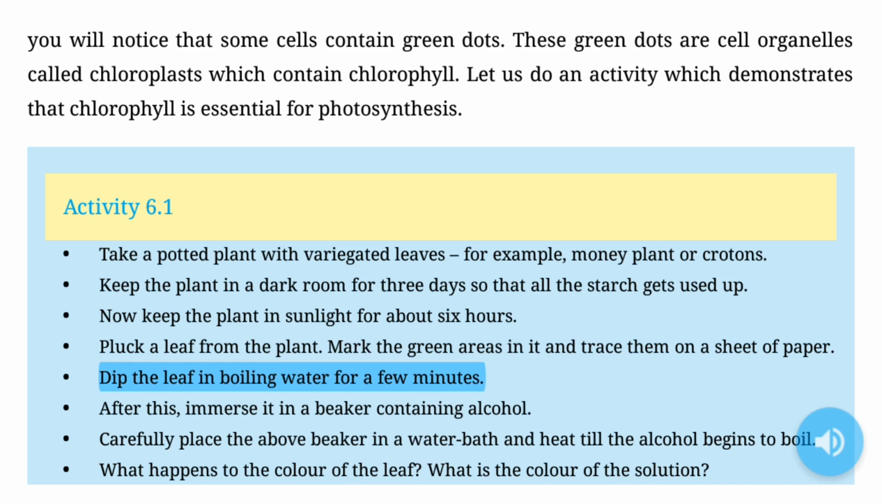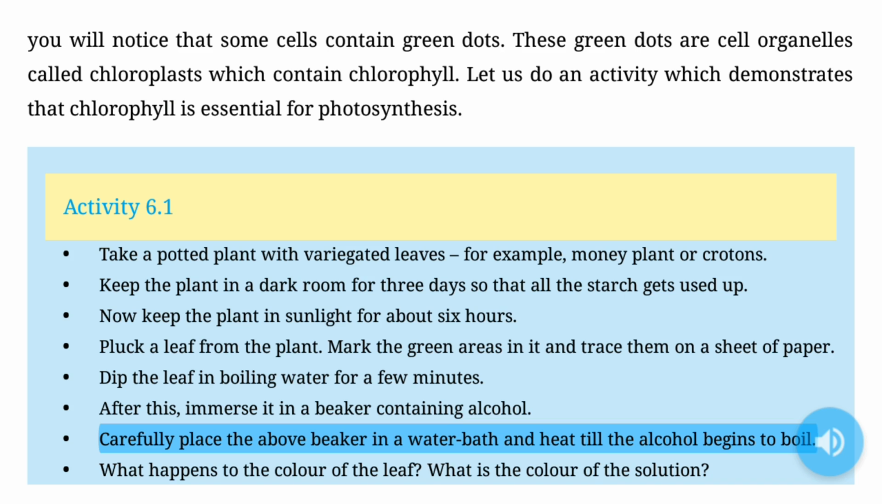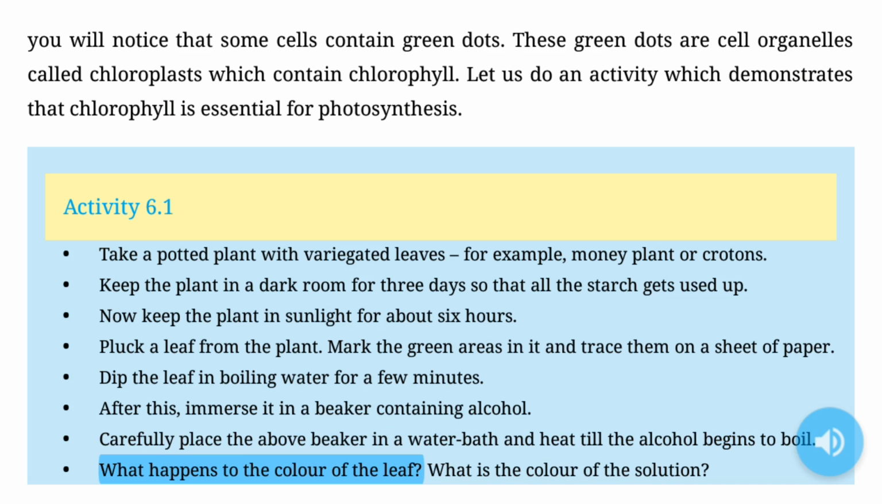Dip the leaf in boiling water for a few minutes. After this, immerse it in a beaker containing alcohol. Carefully place the above beaker in a water bath and heat till the alcohol begins to boil. What happens to the color of the leaf? What is the color of the solution?